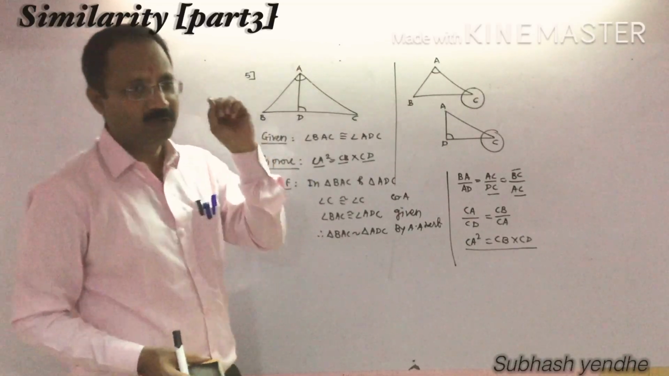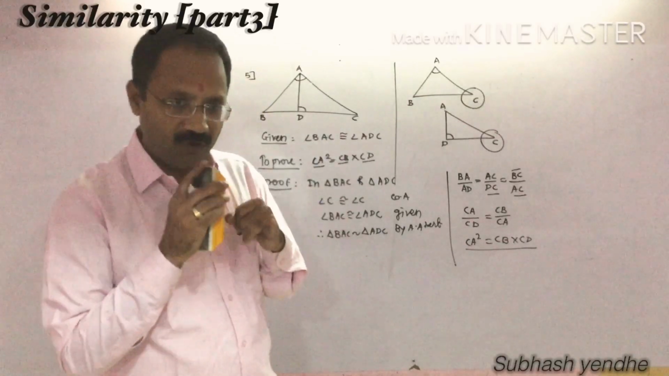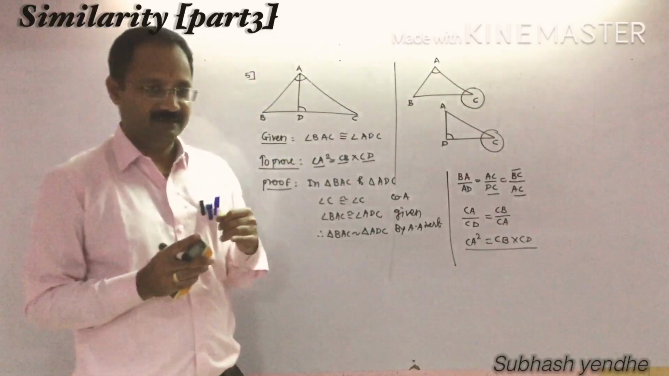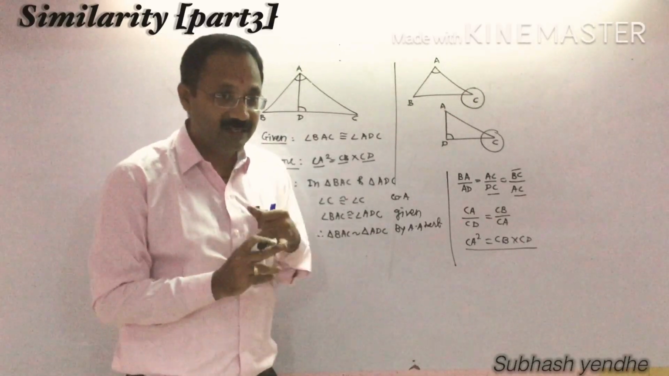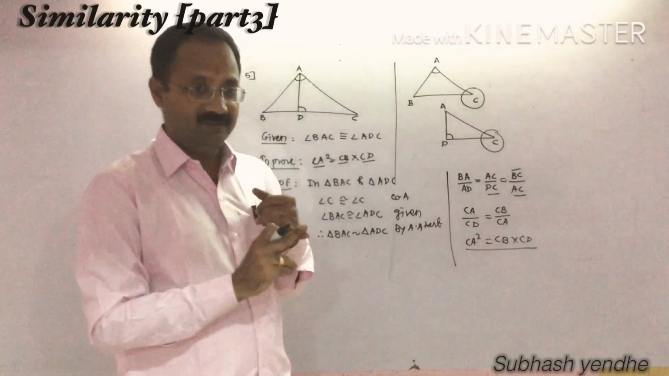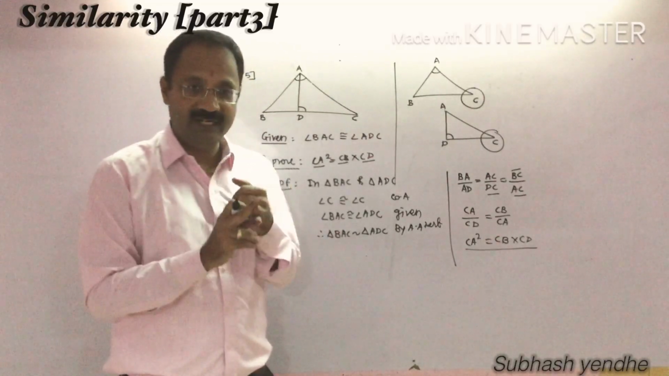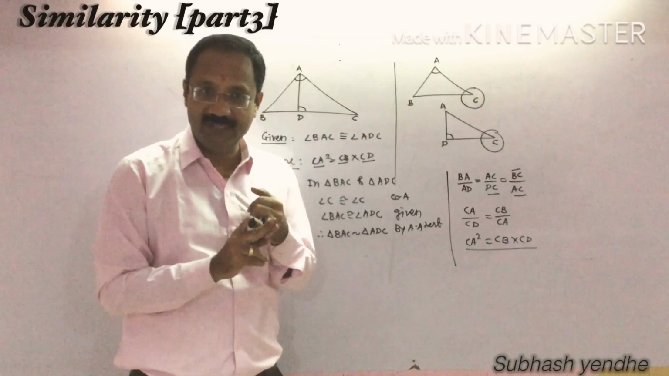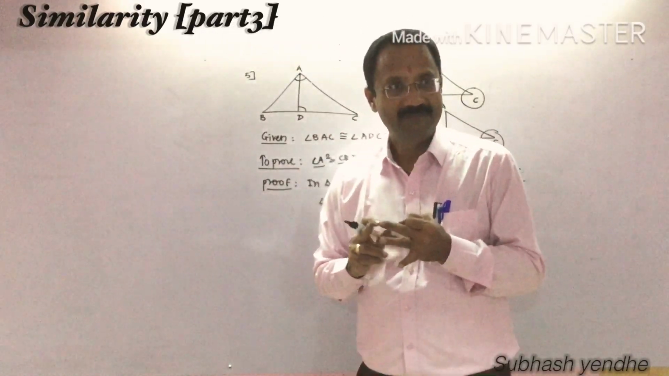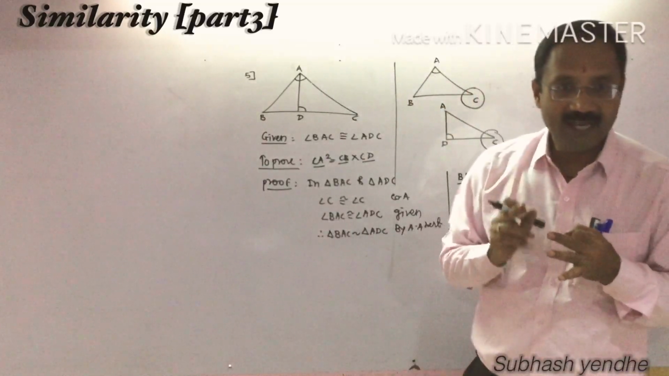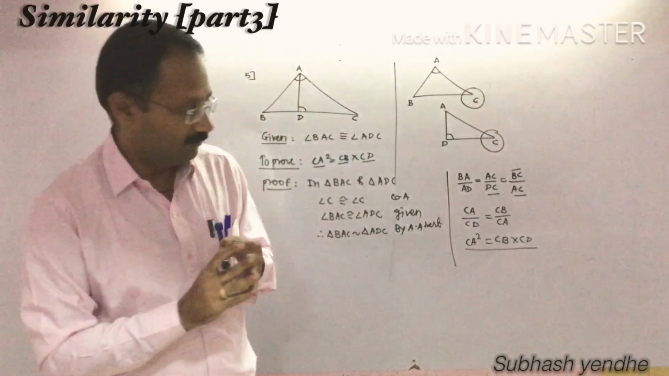Always remember, I am going to tell you once again. First, if you want to solve any sum, ask the question. Which question? Is BPT there? When will BPT come? When the lines are parallel. If the lines are parallel, then BPT will come. Second, if the angle bisector is there, then angle bisector theorem will come. Third, if the three lines are parallel, then intersection of three parallel lines will come.